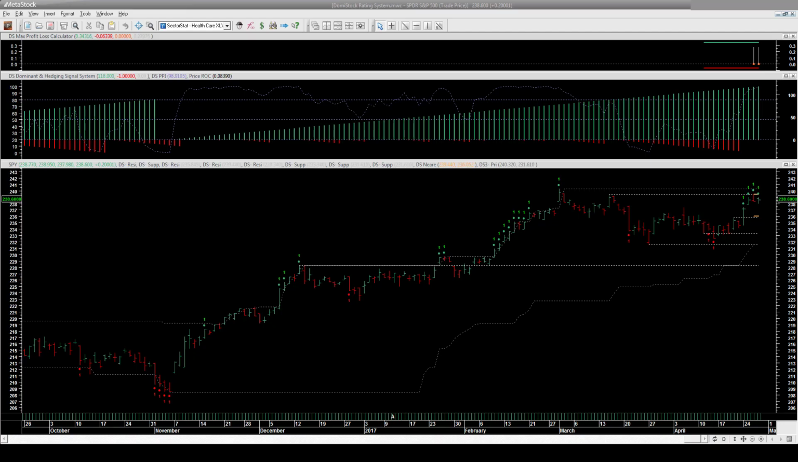Let's talk about 5 of the most innovative and useful basic features of DomiStock Pro. 1. The auto-drawn support and resistance lines and trend lines. DomiStock automatically plots all important support and resistance levels and support and resistance trend lines on any chart: intraday, daily, weekly, monthly.